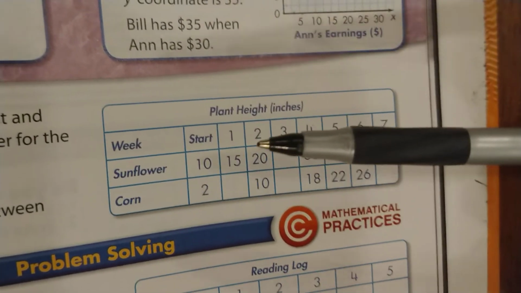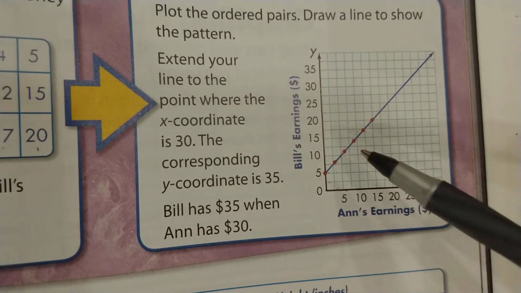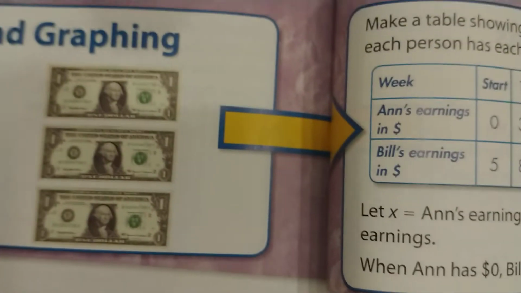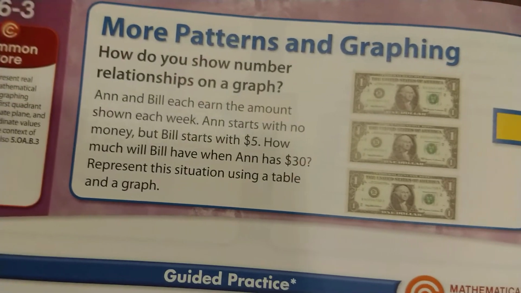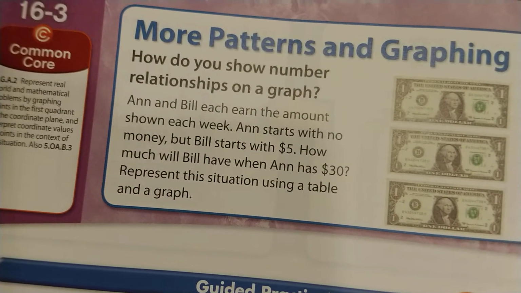I said I messed up the last one. We started the graph. We need to finish answering the original question. The original question was, how much will Bill have when Ann has $30?